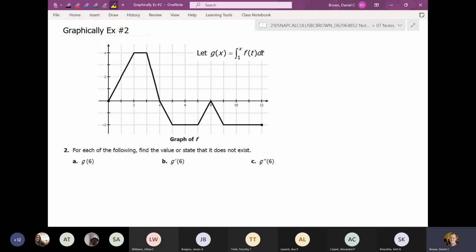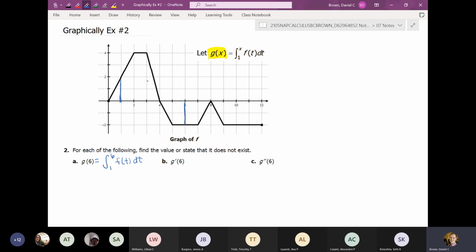Things that, of course, we're focusing on: g itself is an integral. So g of 6 is going to be the easiest one to find. That will be the integral from 1 to 6 of f of t dt. So we just want to find the area from 1 to 6. Still treat all your other rules the same. Like if you have negative area below the axis, make sure it is negative.